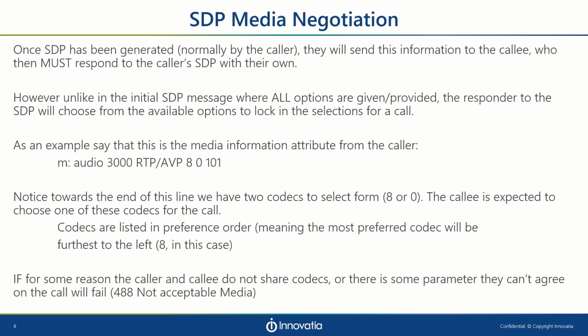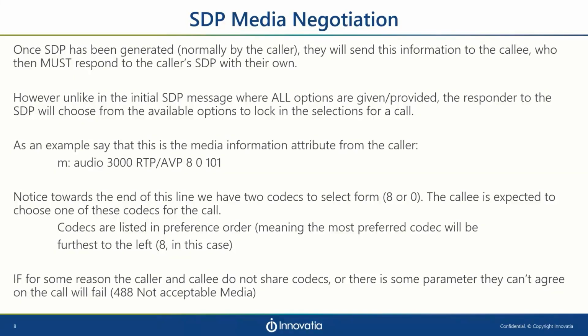So the last note that we're going to touch on here is the overall media negotiation process. When a call is initially being set up, the caller will send out their full list of available options and selections. They'll send out all of the codecs that they support, and all of the different encryption algorithms that they support. And it's up to the responder, or the callee, to make a selection from all of these different options to basically lock in what will be used for this particular call.